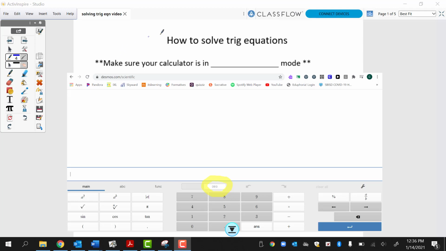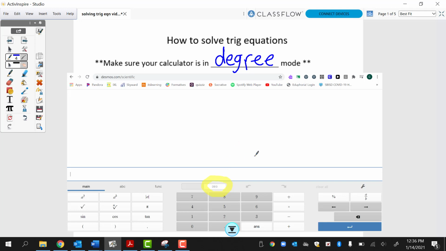Okay, so last step, we have written the equation, and now we actually have to solve and get x equals a number. Okay, so how to solve? First of all, in Desmos, I put a little screenshot of Desmos on here, but in Desmos, you need to make sure your calculator is in degree mode, because we measure our angles in degrees. So how do I check?